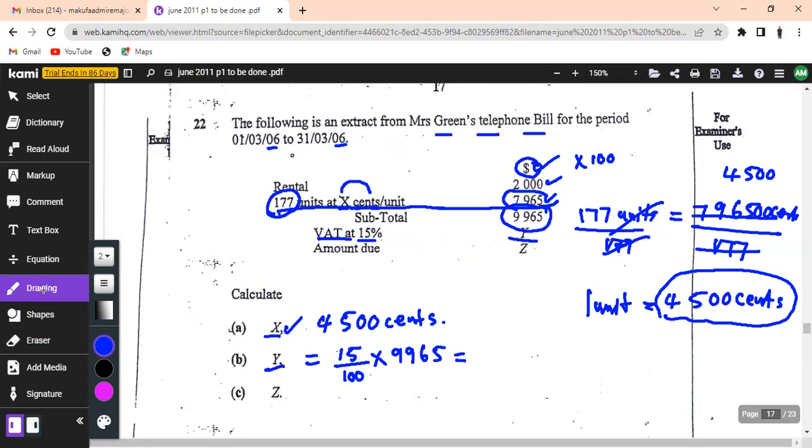So guys, as usual, you have to reduce these values properly. That's what you're going to have. And if you reduce this, you're going to have something like 1,494.75. So guys, I want to challenge you. Please, can you divide until you get this value? That's what you're going to have in dollars. All right, so that's it. Then the value of Z. Z is the amount due, which is the amount to be paid. So you add Z.